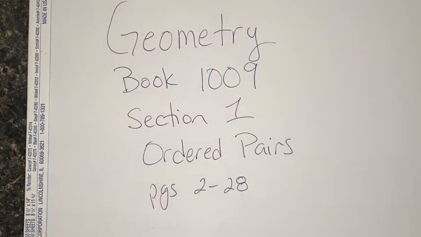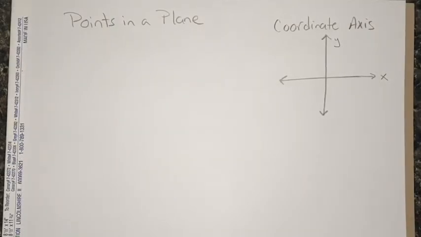Today we're going to be working through Geometry Book 1009, Section 1, Ordered Pairs. We're going to start out with a brief discussion about points in a plane, specifically the coordinate axis. The coordinate axis is broken up into 4 different planes or regions called quadrants. Now, this should all be review for you guys.